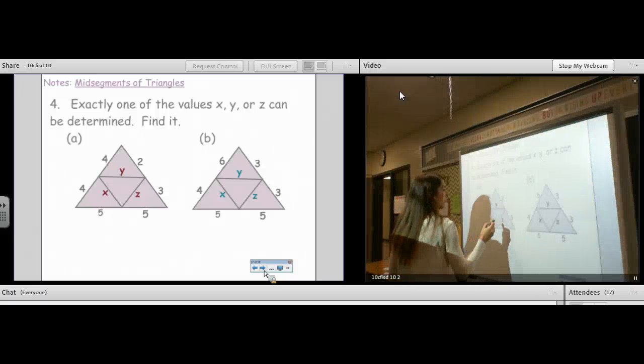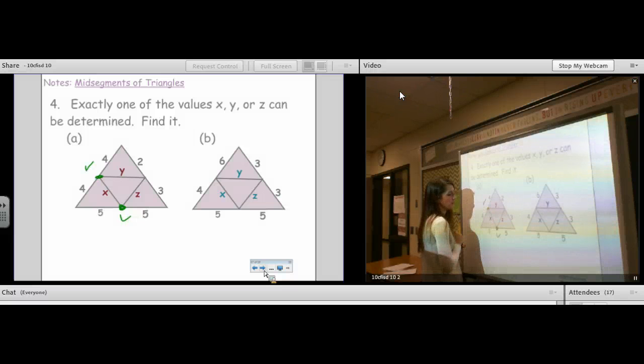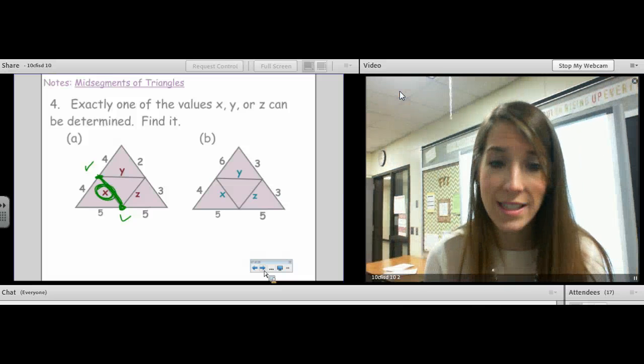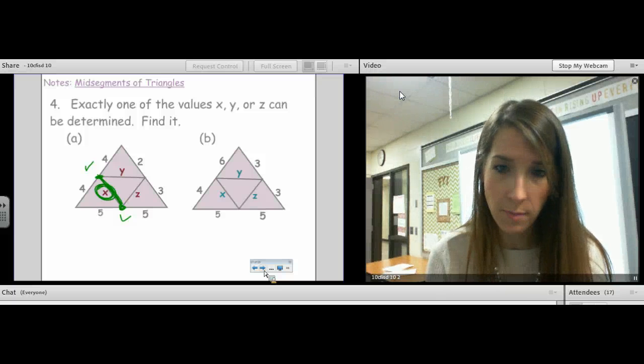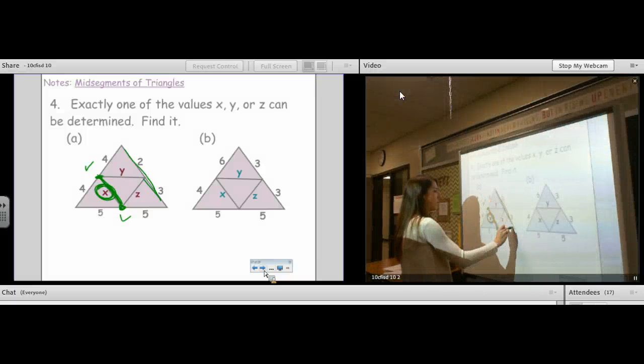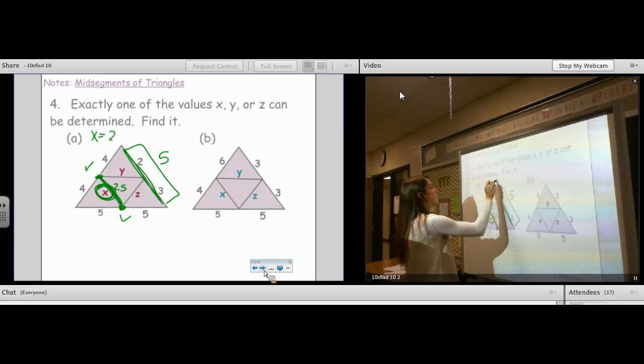You find the true midpoints. Is this a midpoint? No, because 2 doesn't equal 3. Is this a midpoint? Yep. Is this a midpoint? Yep. Connect your dots. So now I have found the only true midsegment of the triangle. Y is not a midsegment and Z is not a midsegment. Be careful. How long is X? Well, you need to find the side parallel to it. This side is 5. 5 divided by 2, 2.5.